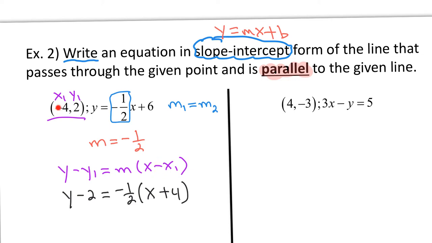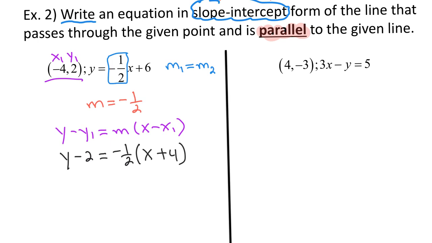A negative times a negative is a positive. And same thing with the y. The y here is positive, but the formula has a minus, a negative. Positive times a negative, it's a negative. Okay? Now you guys need to change it to slope intercept form.